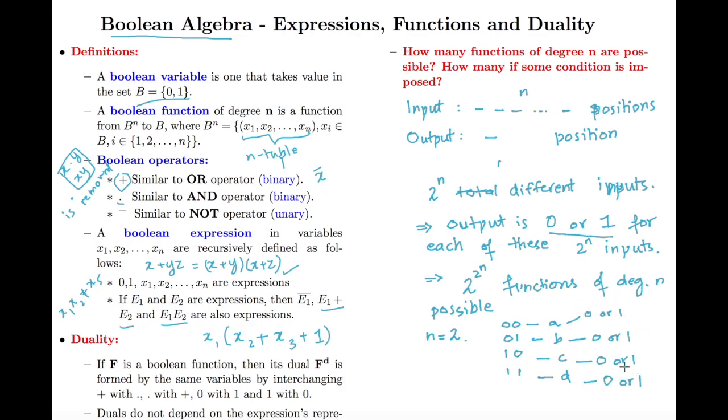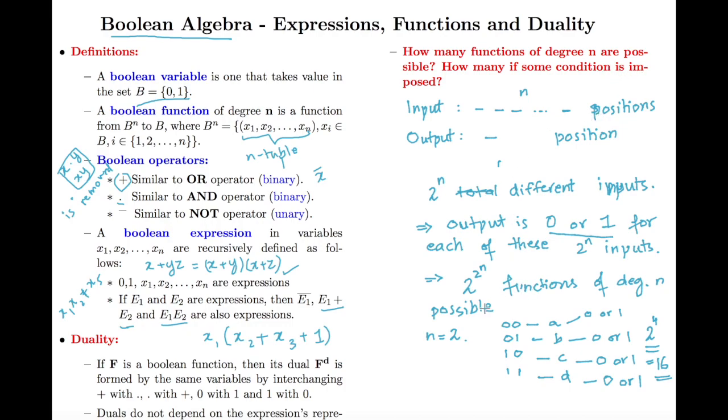I can have either 0 or 1 for each of them. So how many combinations can I have? I can have 0000, 0011, 1111, 1011, and so on. So how many combinations do I have? 2 to the 4 combinations I can have for my function. So this means there are 16 possible functions of degree 2.